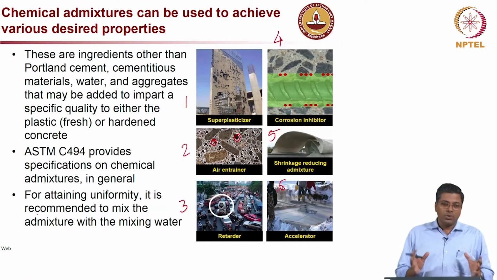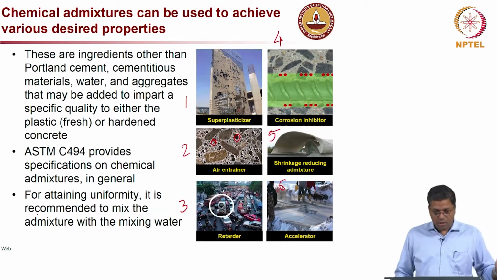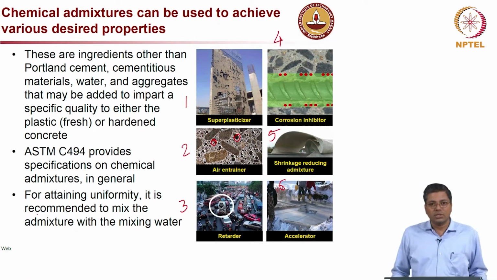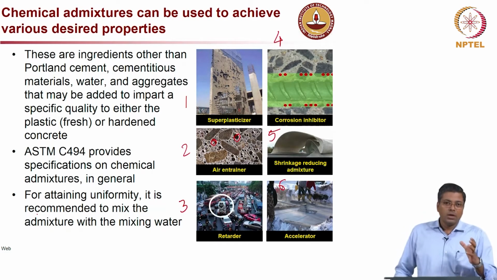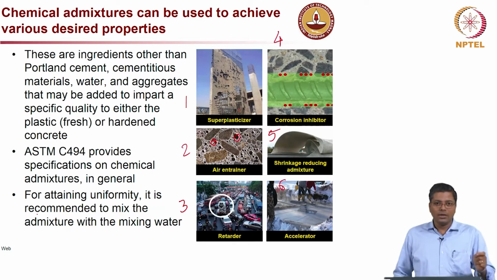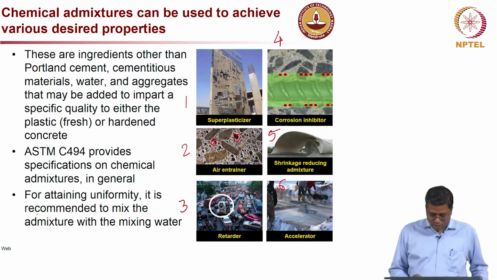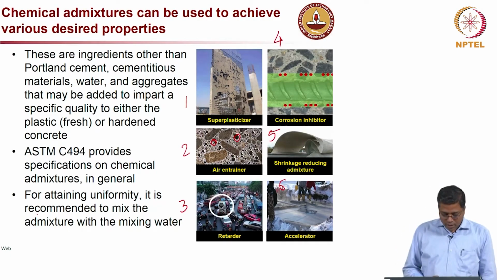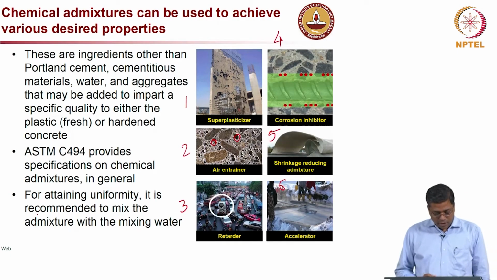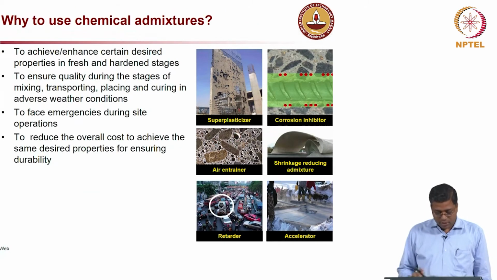So, to attain uniform distribution, making sure that these admixtures are available throughout the concrete in a uniform manner, it is recommended to add these admixtures to the mixing water and then use that water, rather than adding them directly to the concrete being mixed. Now, ASTM C494 provides typical guideline specifications for typical chemical admixtures.